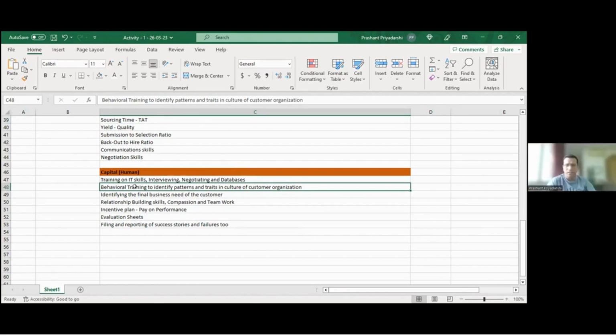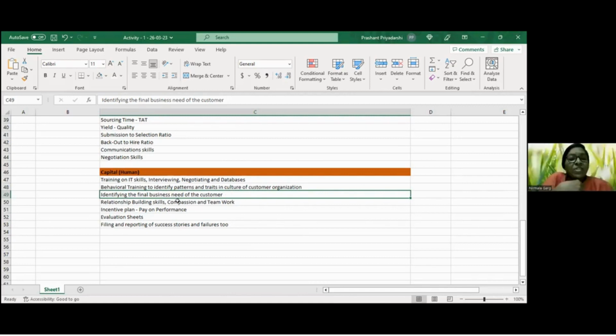You can just train them for a day or two on some traits and patterns which you may look out for in the customer organization. And then identify the final business need of the customer. If there is a project which is going to end in 6 months, the person won't hire a costly guy.